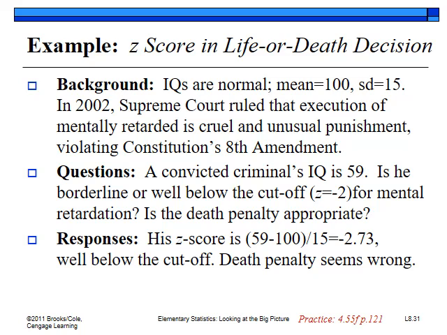Computing the z-score, we subtract the mean from 59 and divide by 15, which gives us negative 2.73. That's far below the cutoff of -2, so the death penalty would be inappropriate.